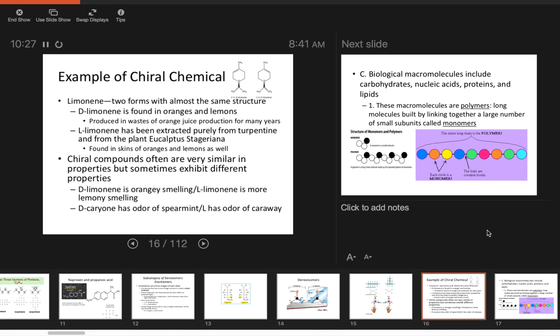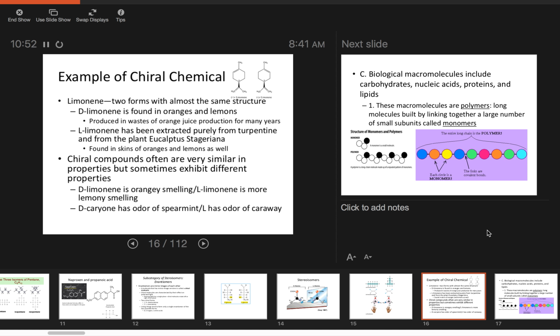Okay, so real life example here with chiral left-handed, right-handed molecules. This is probably my favorite example of left-handed, right-handed molecules and how they can have different properties. So limonene, two forms with almost the same structure as you can see at the top here. But when you look at them, they are mirror images. I have this ring-like structure with a methyl group on top, carbon with two hydrogens and a methyl group.